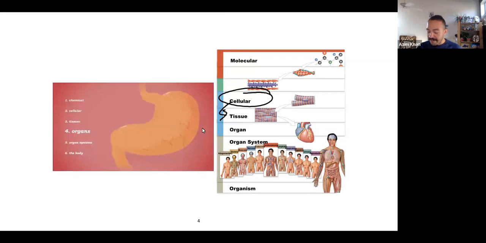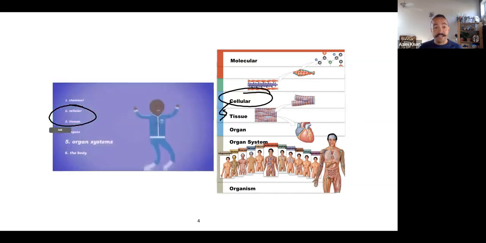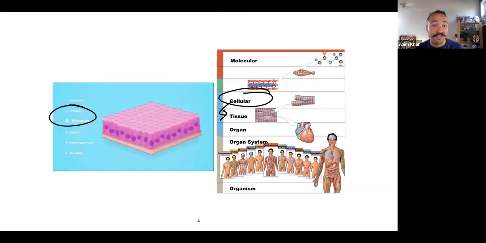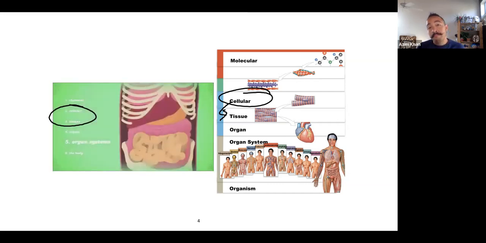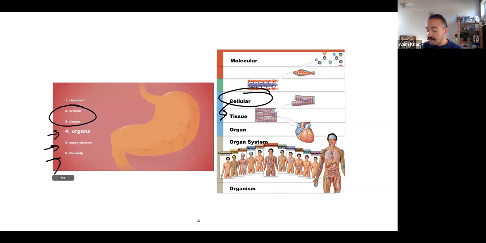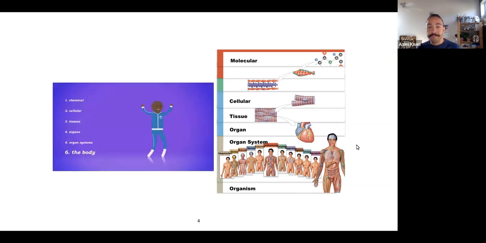We're looking at the cellular tissue level here today because tissues are made of cells, so we're inherently going to need to look at cells. We need to understand tissues before we can understand organs, organ systems, and the rest of the body. So that's where we're going to start today.